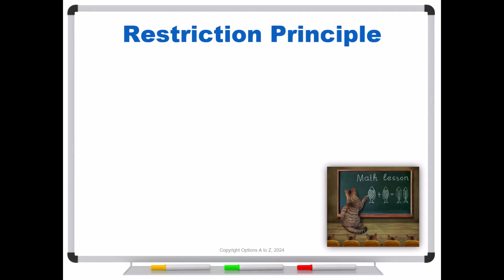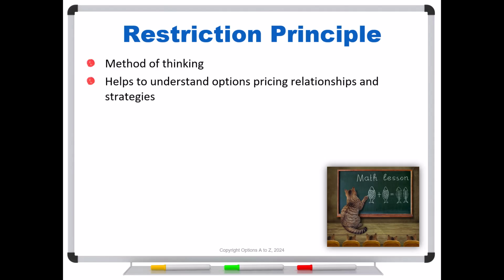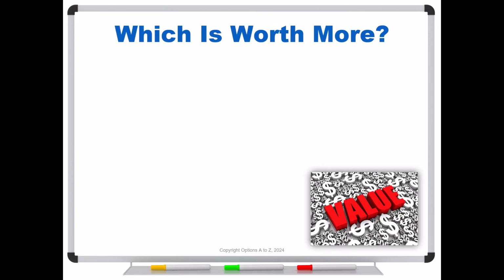So, the restriction principle, what's this all about? Well, it's really just a method of thinking, and it helps to understand option pricing relationships and strategies. And it rests on a very simple foundation: that less cannot be worth more. So let's start with a fairly simple example that I think you'll know intuitively, but it will help you to see the restriction principle. So here's the question: which is worth more?